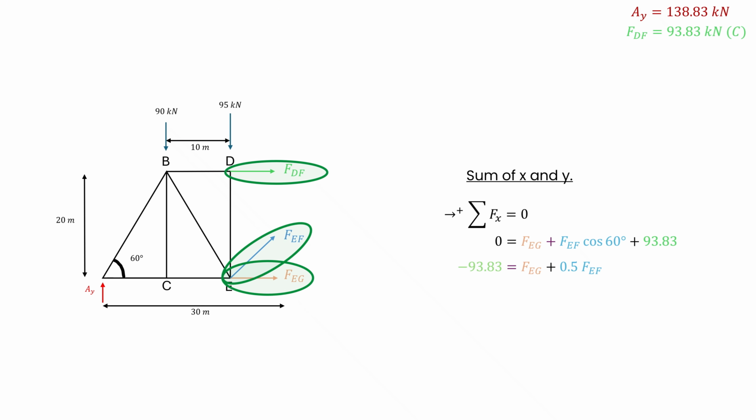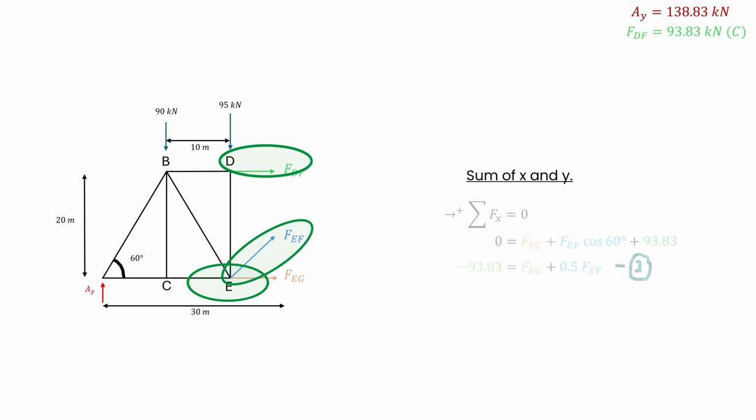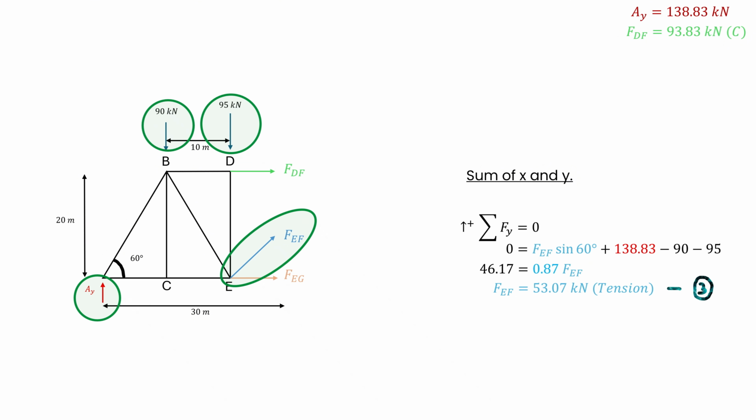So the next step, what I do is sum of Fs. Here we can see that FDF, FEF, and FEG are the forces. So we have two unknowns here, so we can't solve it yet. What do we need to do? We need to do Fy. So we do Fy first, and we can get FEF. FEF is equal to 53.07 kilonewton. So it means it is tension since the final answer is positive.